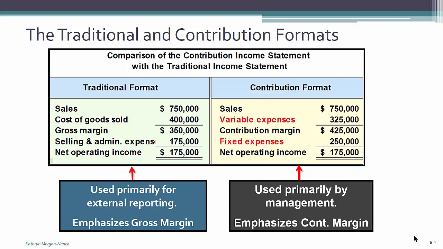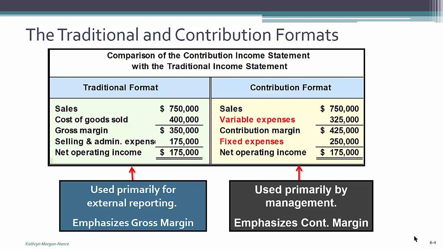Absorption costing uses the traditional income statement. On the left, it organizes costs in a functional format by whether they are product or period costs. Costs relating to production, administration, and sales are grouped together without regard to their cost behavior. The traditional format is used primarily for external reporting purposes.